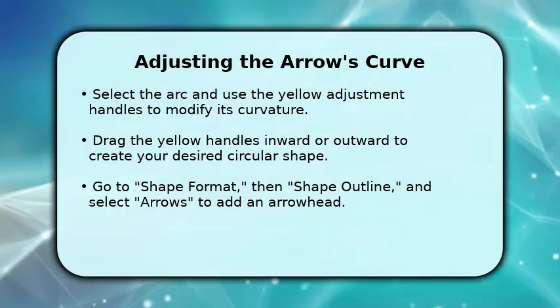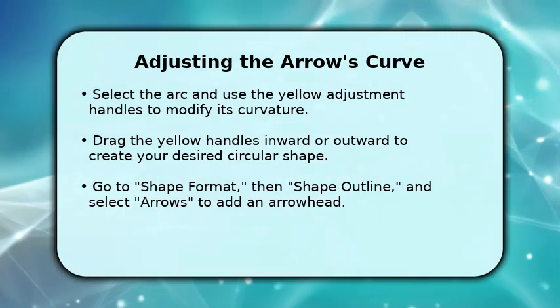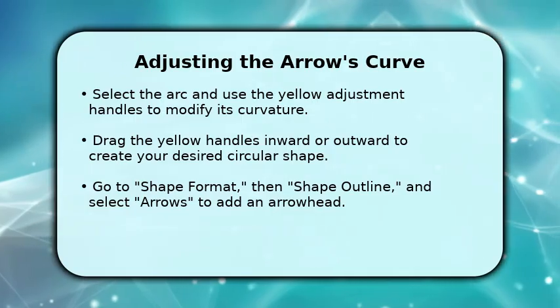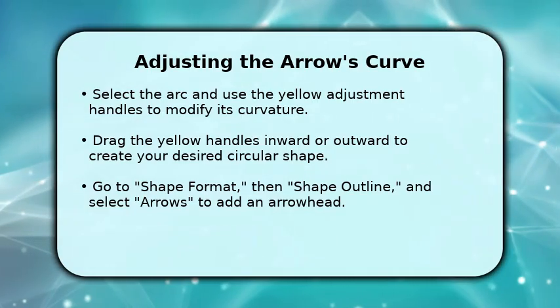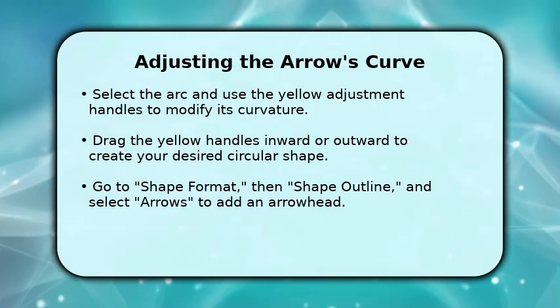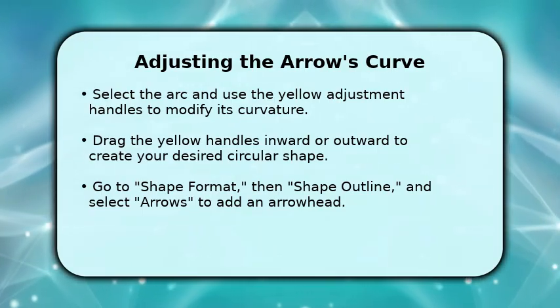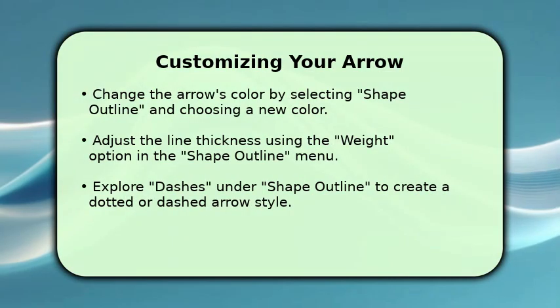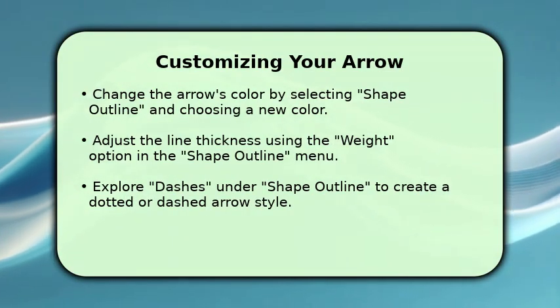Next, to transform this arc into an arrow, navigate to the Shape Format tab, click Shape Outline. Then hover over Arrows and choose your preferred arrowhead style for both ends or just one. Now let's customize your circle arrow's appearance.